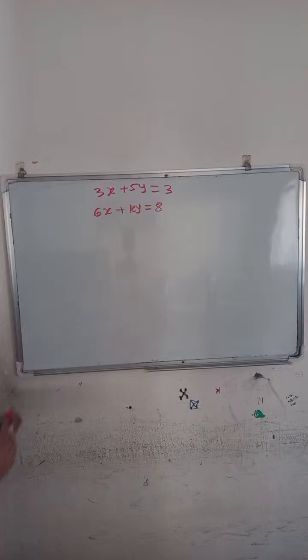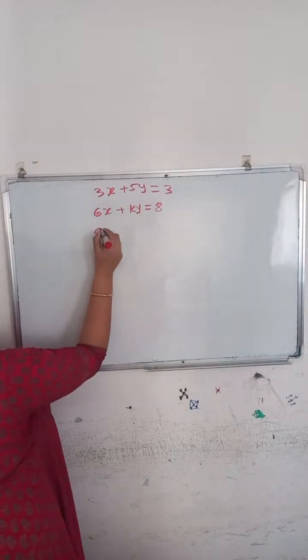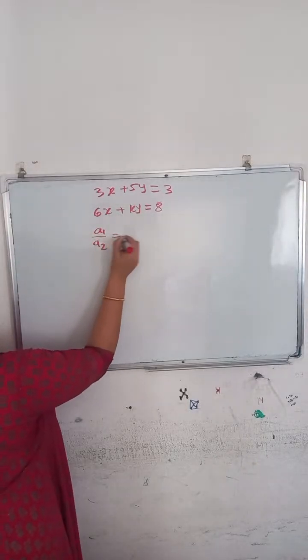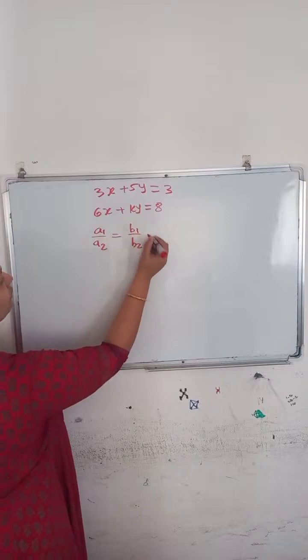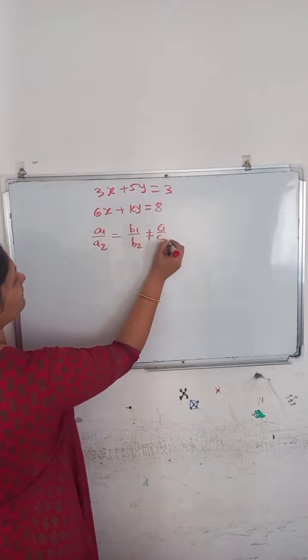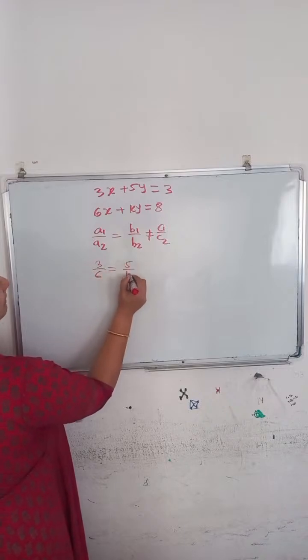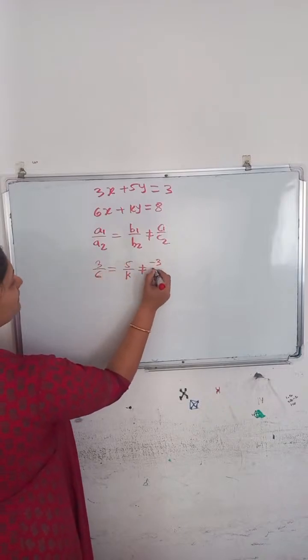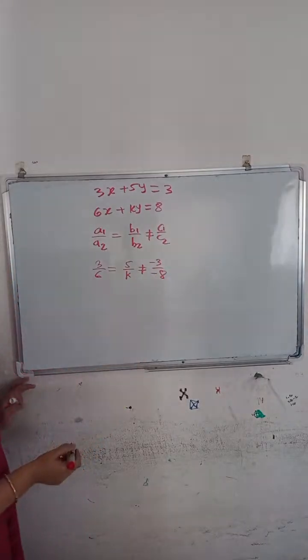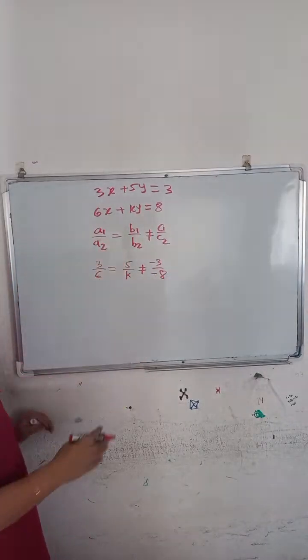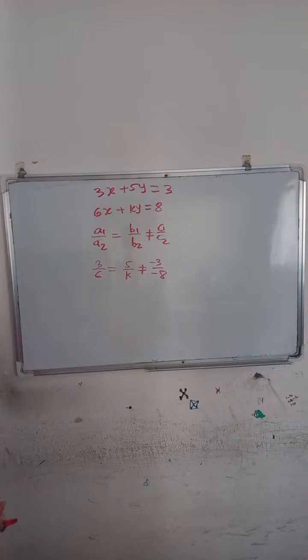Again calculate here. In the parallel condition we have a1 by a2 is equal to b1 by b2 which is not equal to c1 by c2. So a1 is 3 by 6 is equal to 5 by k, which is not equal to minus 3 by minus 8. Okay, so here I wrote directly. You know how to calculate the values for a1, a2, b1, b2, and c1 and c2.